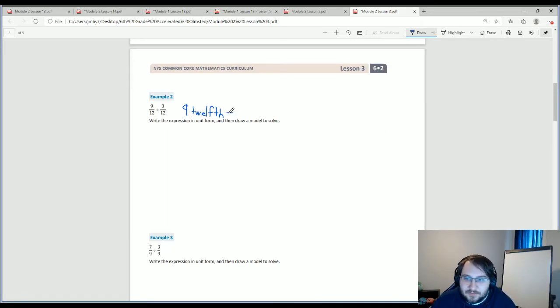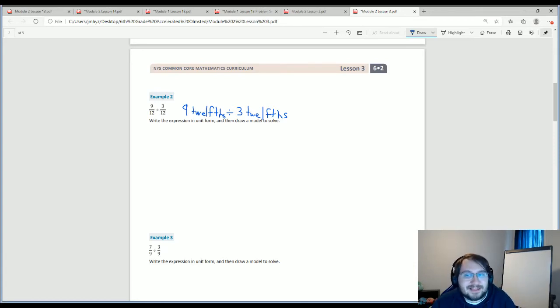So 9 twelfths divided by 3 twelfths. And again, you might look at this and think, well, I already know the answer. This is simple. This is easy. I don't need you to tell me how to answer this question. I can do this one on my own. You might be right. Probably right. Now that we've written it in unit form, you can probably just look at that and think, okay, I know the answer. I've got it.